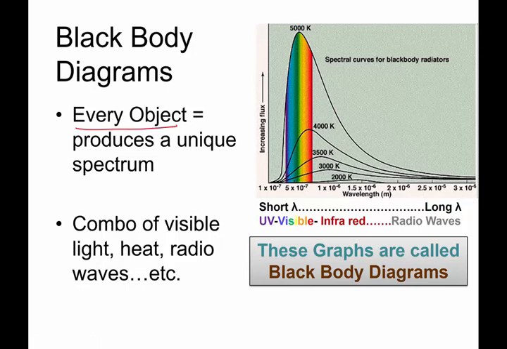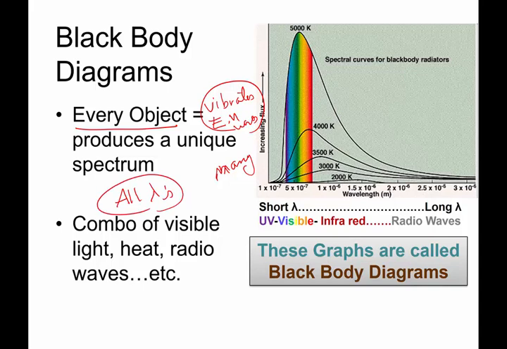Now, every object vibrates, and because of this vibration, it produces electromagnetic waves. Well, it produces not just one kind of electromagnetic wave, it produces many different electromagnetic waves. And if you take a picture of all of the wavelengths produced by an object, it is going to produce what is called a black body diagram.